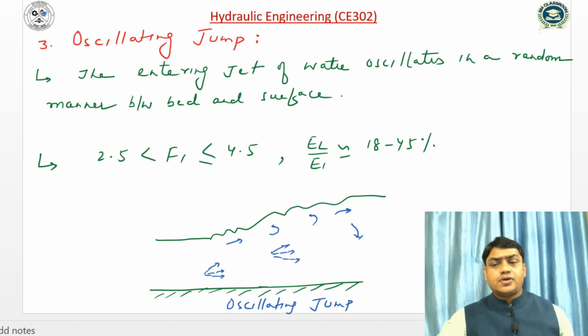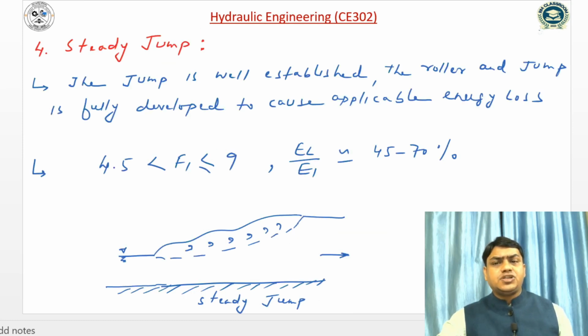Similarly, in case of a steady jump, our initial Froude number lies between 4.5 to 9, and relative energy loss lies between 45 to 70%. The jump is well established, and the roller and jump is fully developed to cause appreciable energy loss. So this type of jump is generally developed, and this jump is well established, and the roller and jump is fully developed to cause appreciable energy loss.